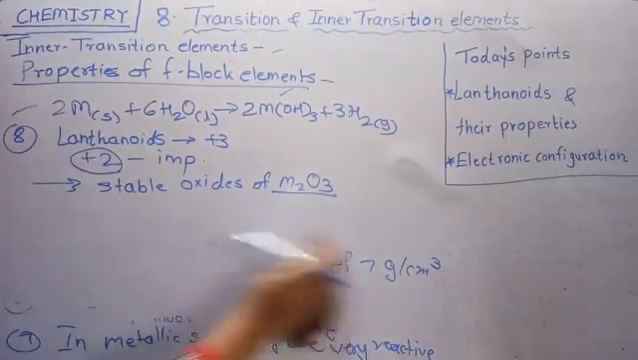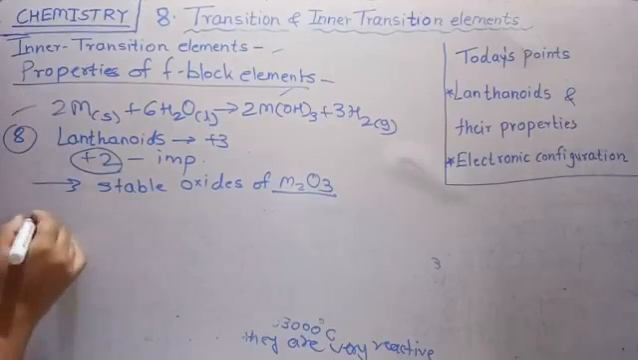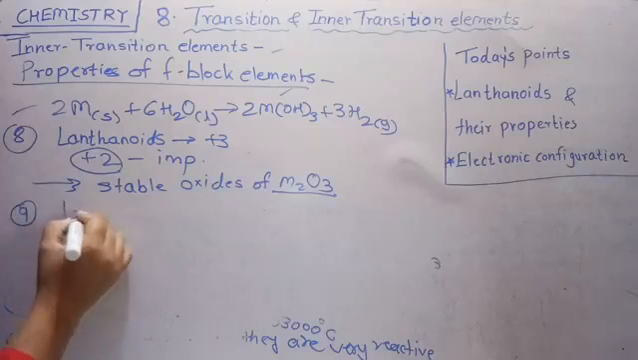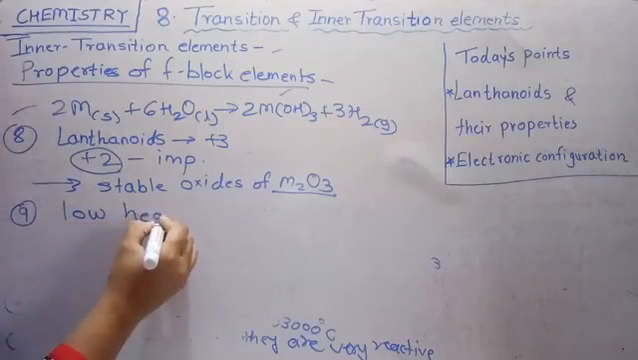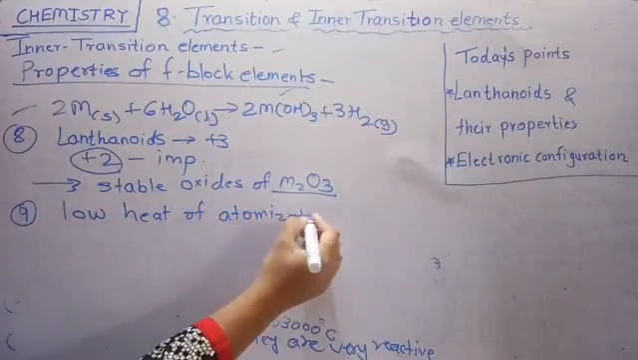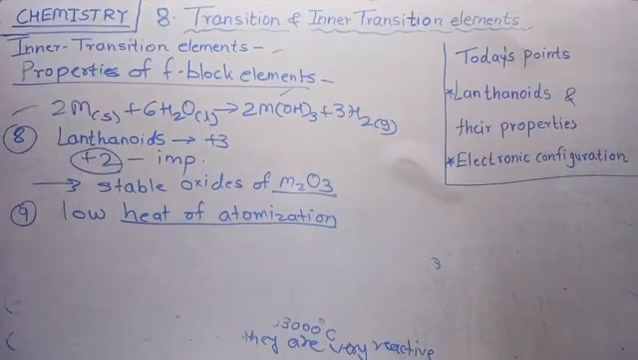Then there is the next property. Lanthanides have a low heat of atomization. First, what is the heat of atomization? The heat of atomization is the energy required to break the metal lattice.